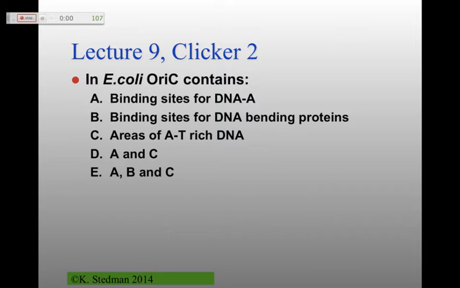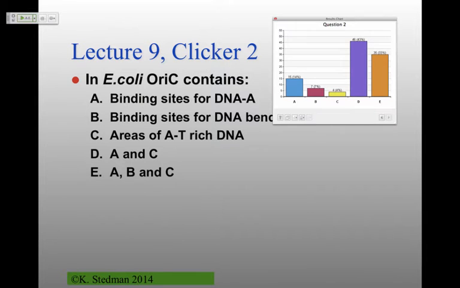So let's show the results. Pretty much everyone seems to agree binding sites for DnaA. Yes, I completely agree with you on that. Areas of AT-rich DNA, yes, definitely. You have to have both of those.